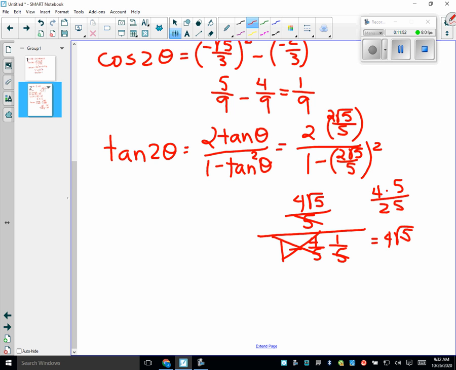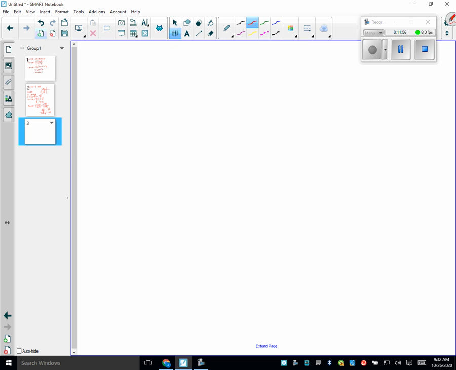So if I give you a problem, I'm going to give you this problem: cosine squared pi over 8 minus sine squared pi over 8. Is that one of the formulas? Yes. That's the cosine 2 theta? Yeah. You all agree? Yes.